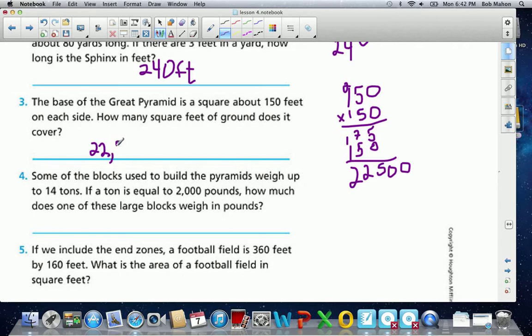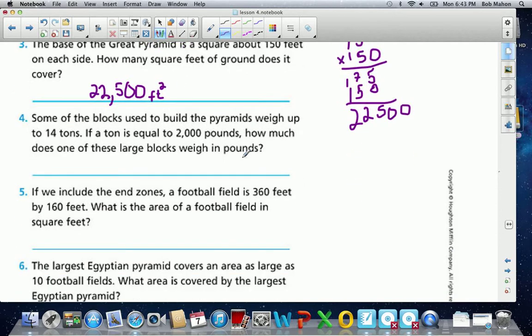22,500 square feet, right guys? So add that square feet, or feet, FT squared, right? Okay, let's go on to the next couple.